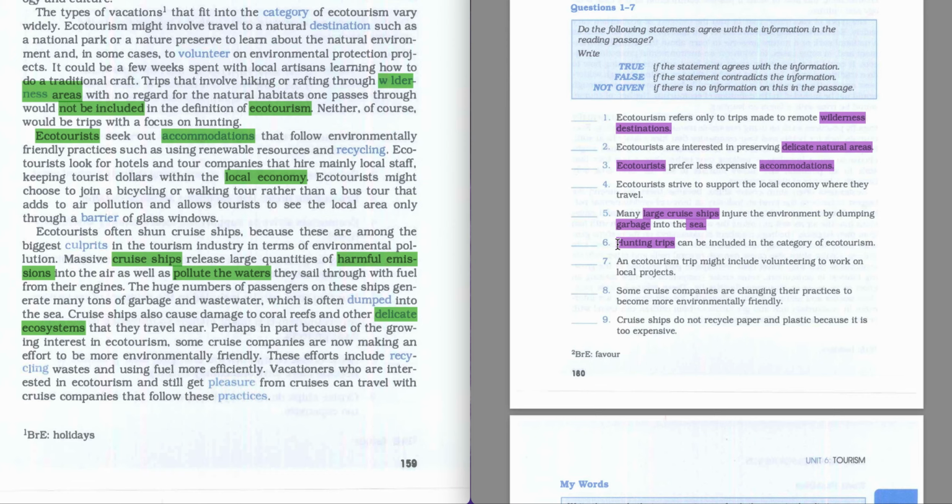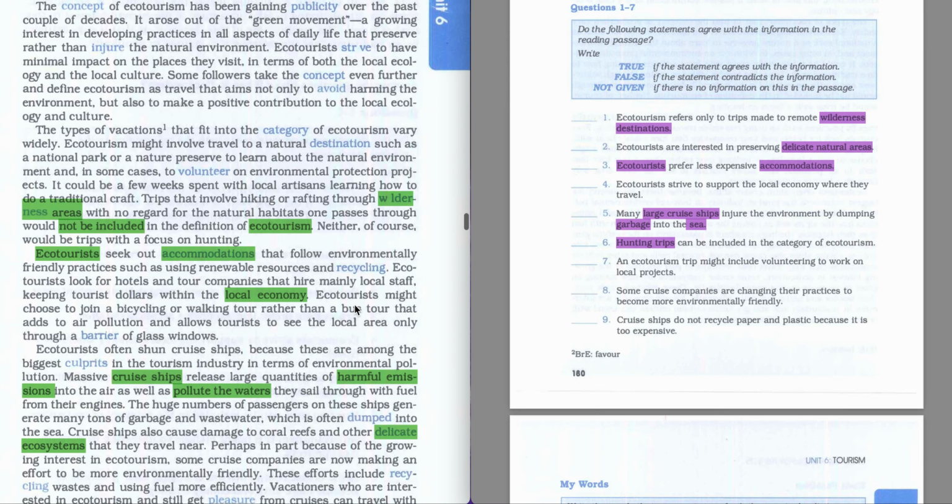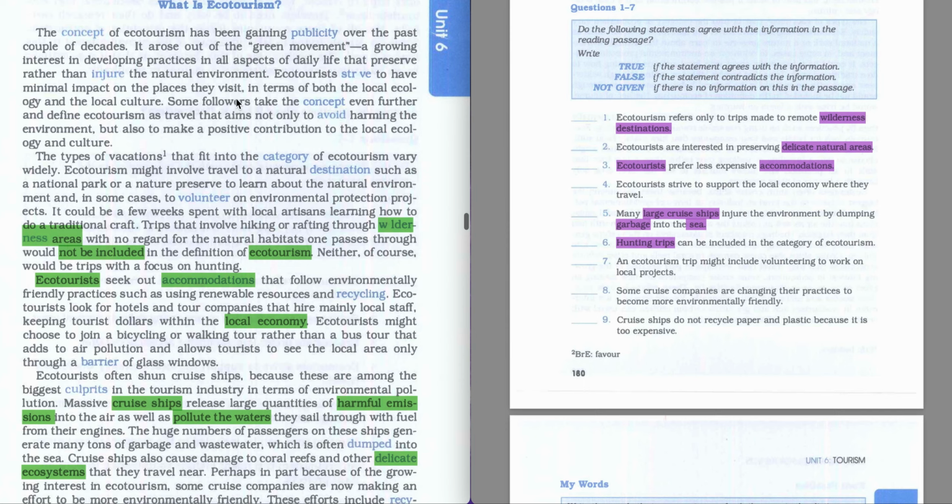Hunting trips. Let's try to find any information about hunting trips. So we quickly scan the text. In the second paragraph, they start to mention trips. Okay, we have trips here, and we do not need all of them, like hiking and rafting. We need a hunting trip. So here, trips and hunting. Let's read from this sentence in order to understand, because it says neither, of course, and it's not clear what exactly it means.